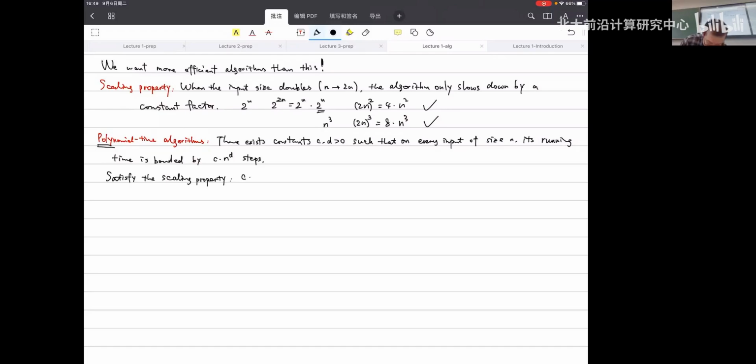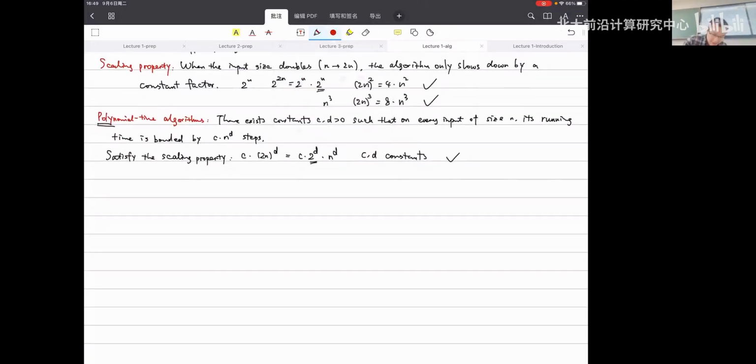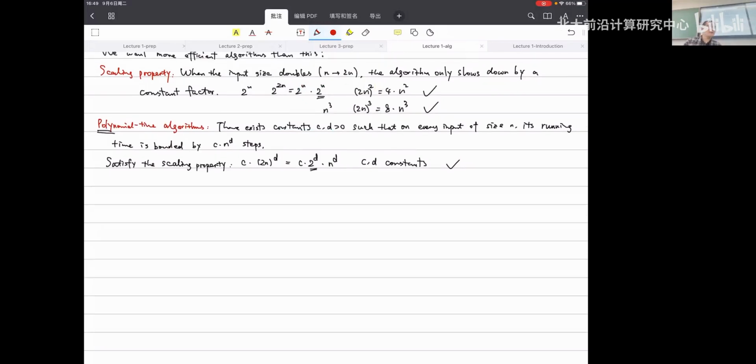In what sense? We just consider c times (2n) to the d here. Then this is c times 2 to the d times n to the d. But we know that c and d are constants, so 2 to the d is a constant, and everything is good and it satisfies the scaling property. After all this discussion, we are probably good with n squared, and we are probably not good with 2 to the n or n factorial.